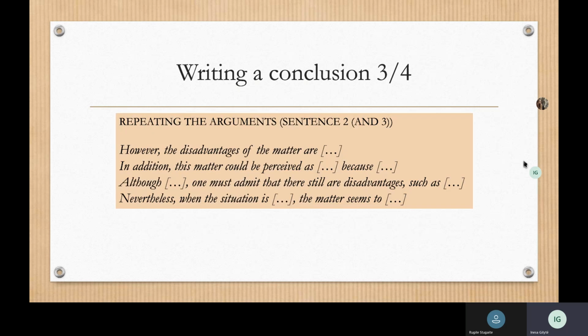Now, the repeating of arguments, that is the very crucial part, that you repeat what you have said. So it really is the essence of the conclusion. So you say such sentences as, however, the disadvantages of the matter are, in addition, this matter could be perceived as something because of the reasons that you have given.